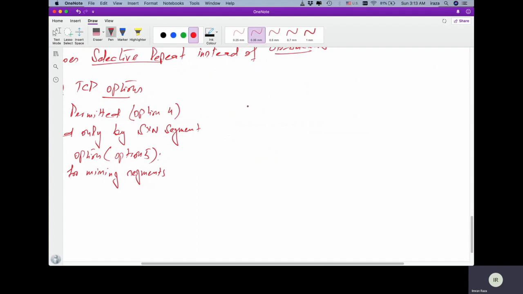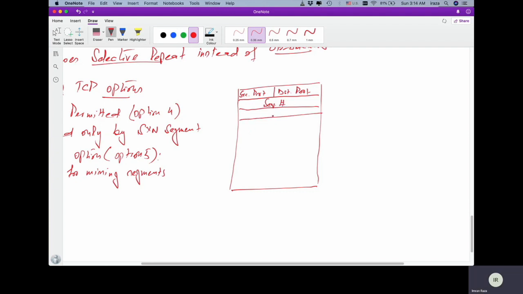So quickly, we can have a look at a TCP segment header after adding these options. If you remember, in a TCP segment header, we have source port, and then we have destination port, and we have sequence number, and then we have acknowledgement. By the way, this is cumulative acknowledgement, okay?